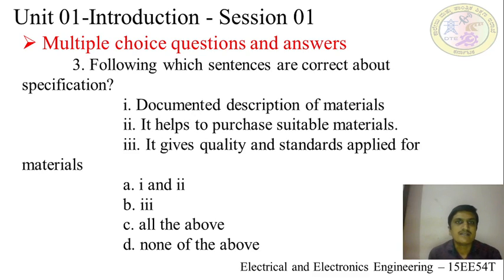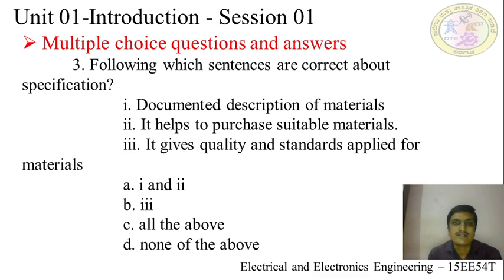Next, the third question, which of the following sentences are correct about specification? First one, documented description of materials. Second one, it helps to purchase suitable materials. Third one, it gives quality and standards applied for materials. The options are A 1 and 2, B 3, C all the above, D none of the above.